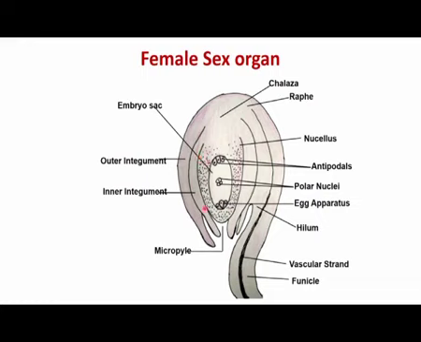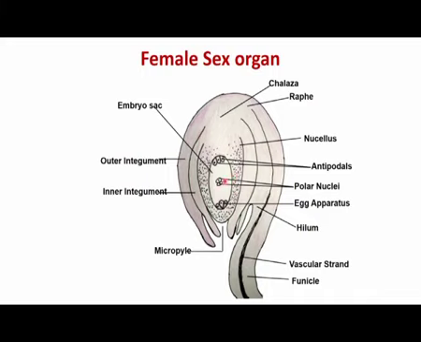The nucellus is the mass of parenchymal tissue surrounded by the integuments. It encloses the embryo sac and provides nutrition to the developing embryo. Then we have the embryo sac. The embryo sac is the female gametophyte, which contains the egg apparatus as well as other kinds of cells.